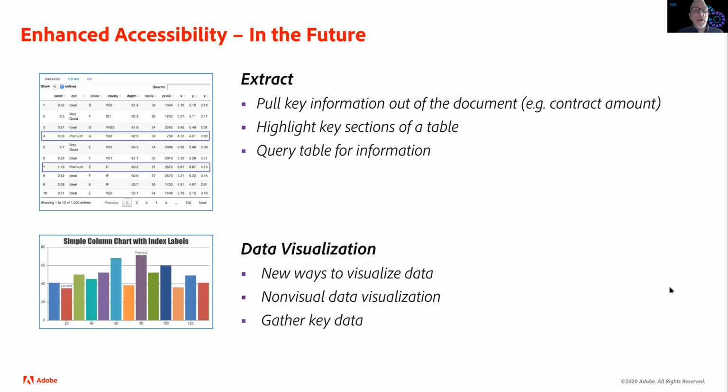Things we're working on that are coming in the future: Extract, which will actually allow you to pull out key information. The example I have here is actually a list of diamonds, and I wanted to just find the ones that are premium grade. And so I would be able to say, hey, pull out the information on the premium grade diamonds, and it would automatically do that and highlight those sections in the table.